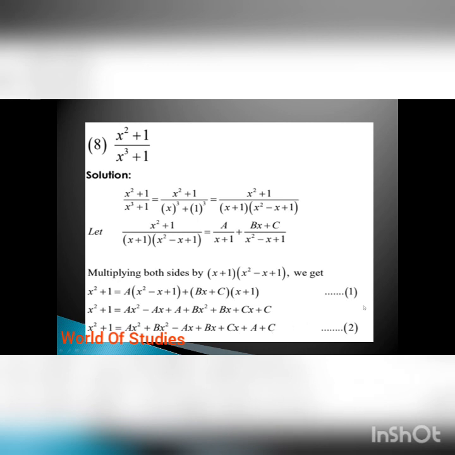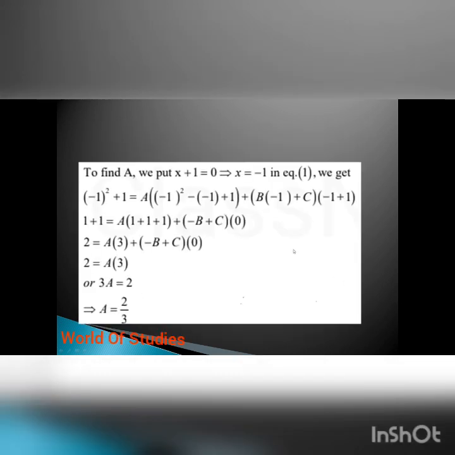Now to find the value of a, we have to put x is equal to minus 1 in equation number 1. By putting x is equal to minus 1 in equation 1, we get the value of a is equal to 2 by 3. You have to solve this by yourself. Now the next step is very important.